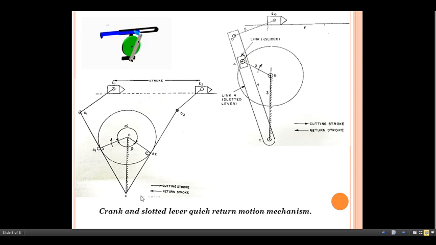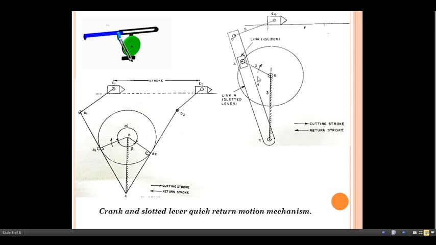We just see quickly the crank and slotted lever mechanism, in which the link number 1 is a slider which slides in a slotted lever, which is link number 4. So here is the link number 4. Okay, so link number 2 is here, link number 3 is here. So this indicates the slotted lever, and this will indicate the link number 1. Okay, so how will it work?